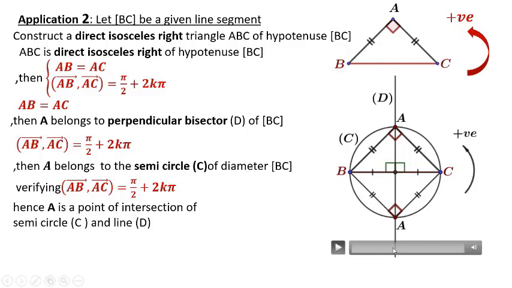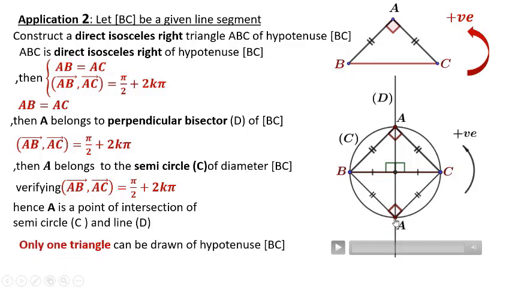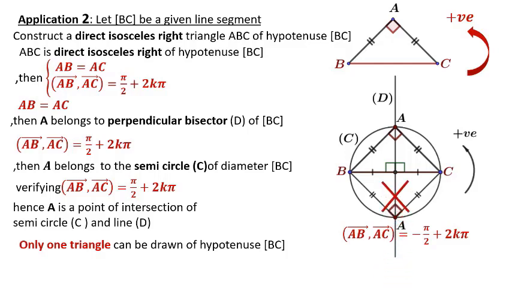Now look at the other position of A. If A is located as shown in the figure in this position, what about the measure of this angle BAC? Again, put your hand in the direction of AB and rotate it towards AC. We move by 90 degrees, but in a negative orientation. This is why the measure of this angle equals minus pi over 2 plus 2k pi. Then in this case, the position of A is false. Consequently, triangle ABC in this case is an indirect triangle. So it is an incorrect choice.